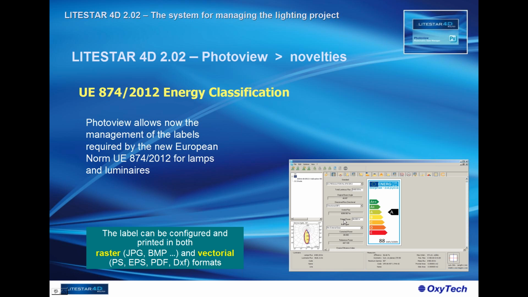All the labels, both the ones for the lamps and the ones for the luminaires, can be then printed to raster formats like JPG, BMP, PNG, TGA, etc., or to vectorial formats like PS, PostScript, encapsulated PostScript, PDF, and DXF formats.